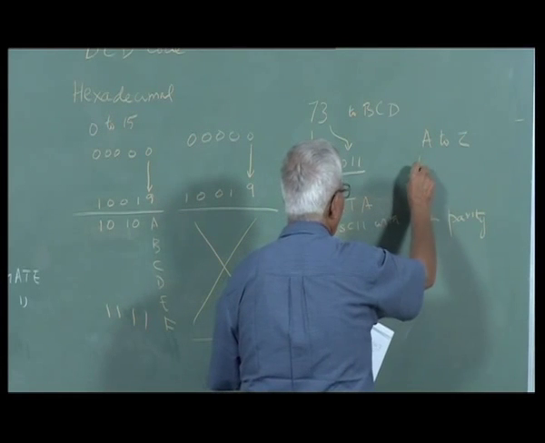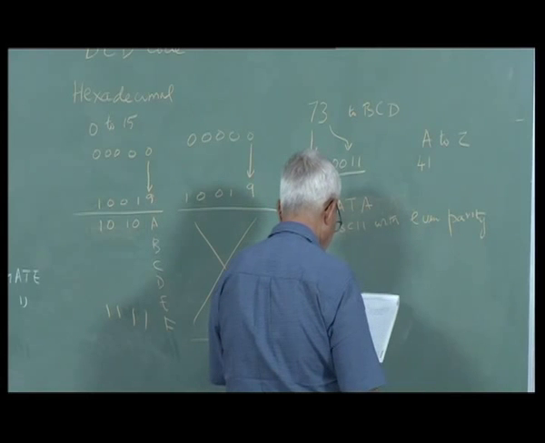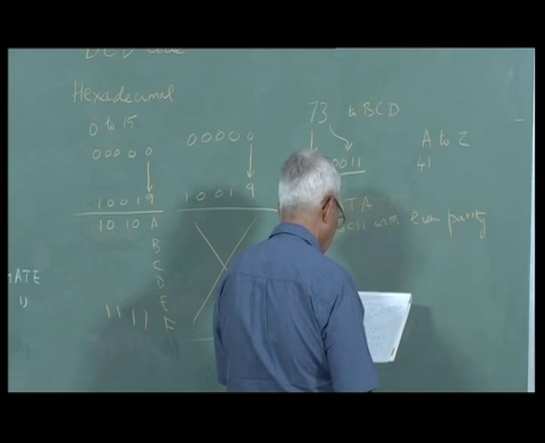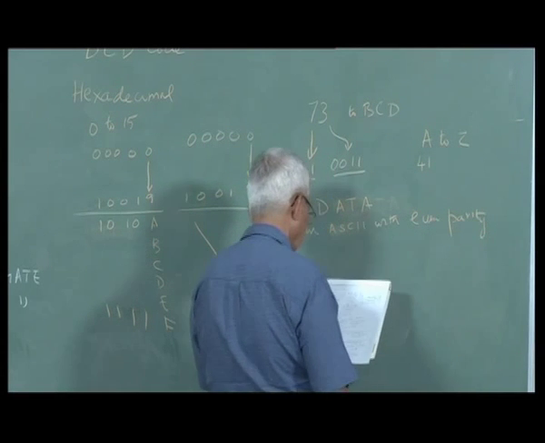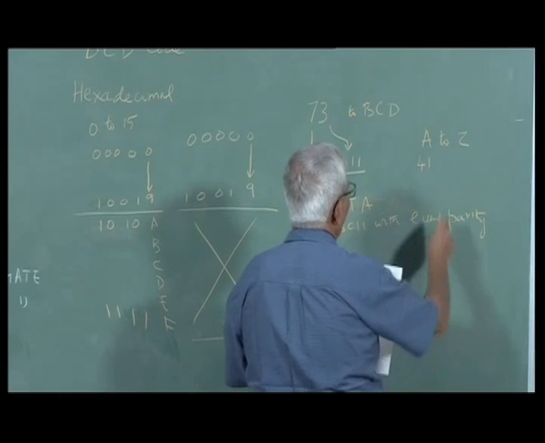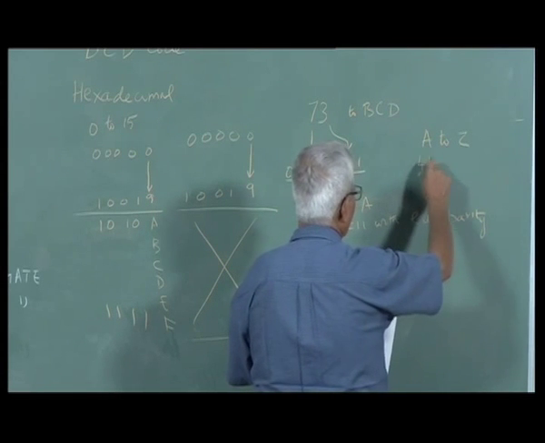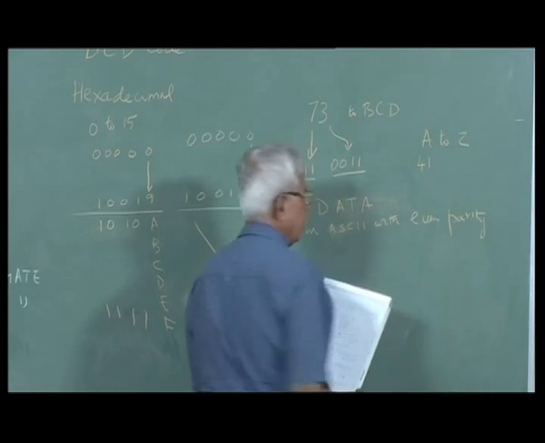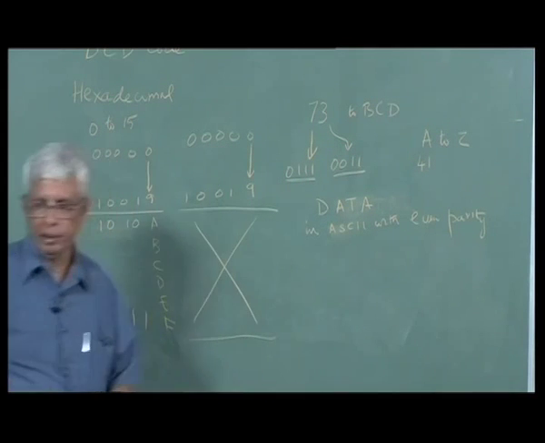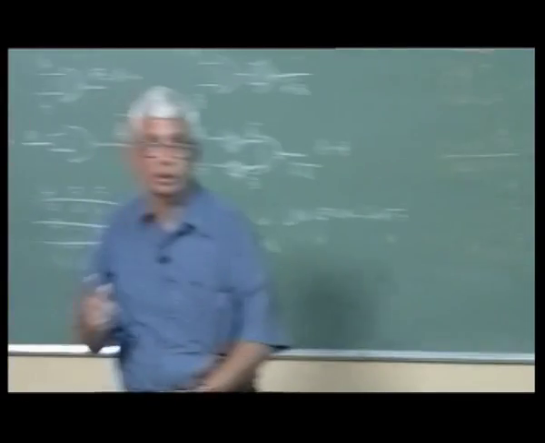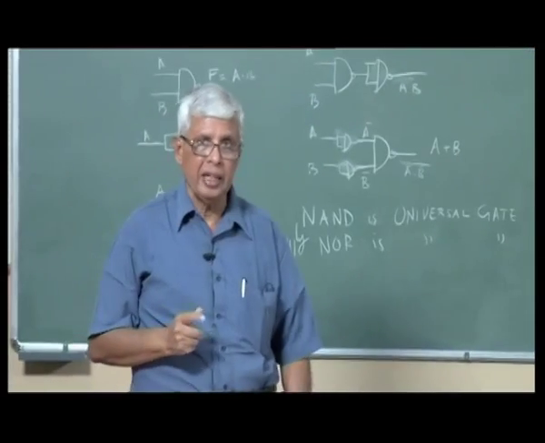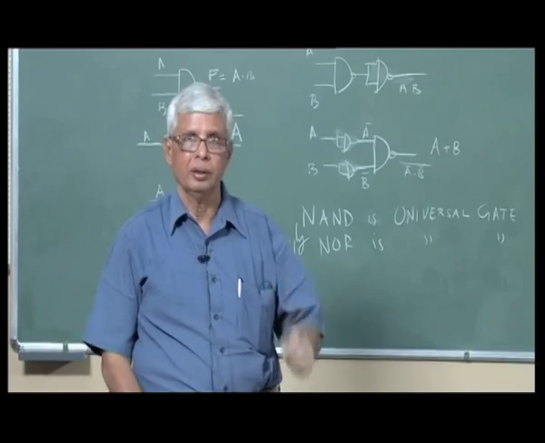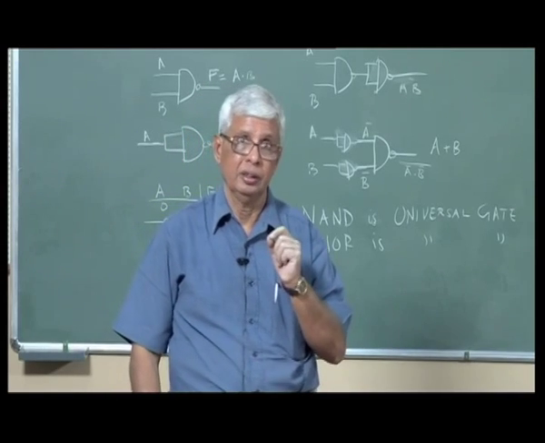A is 41 hexadecimal. B is 42, etc. Add 26, you will get Z. 41 is the starting of A for uppercase. For uppercase A, the code is 41, hexadecimal representation.